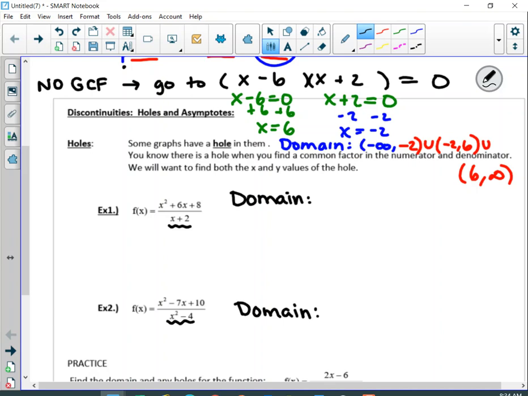Okay, so that means this is the number you're going to skip over in your domain. So when I write my domain out, I'm always going to start with negative infinity. So I'll go negative infinity to -2 in this case. And then, what do you think the rest of it? Start over at -2. And there's nothing else special. So go over to infinity. There you go. Okay, so now we got to do the same kind of thing here, but we got to factor.